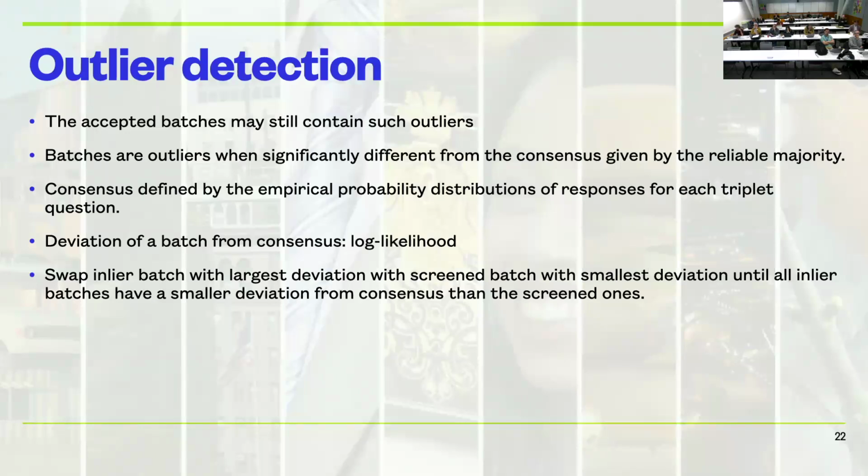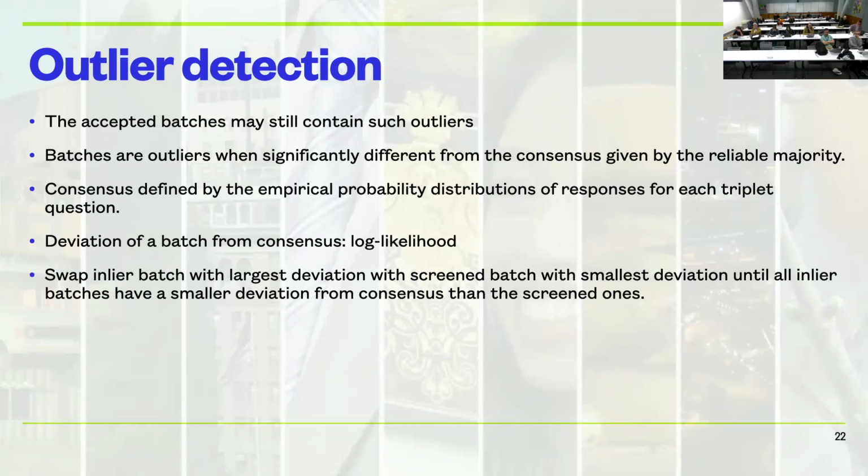So why outlier detection? We had the screening already, but in the accepted batches that we have after the screening, there might still be outliers. Outliers are there when they are significantly different from the consensus given by the reliable majority in the set of the accepted batches. The consensus can be defined by the empirical probability distribution of the responses for each of the questions. And the deviation of a batch from the consensus can be estimated with a log likelihood function.